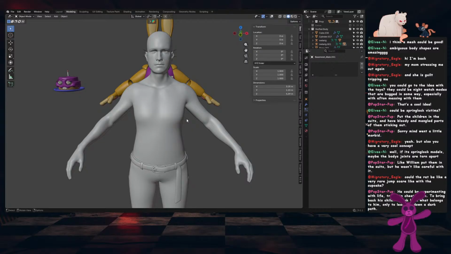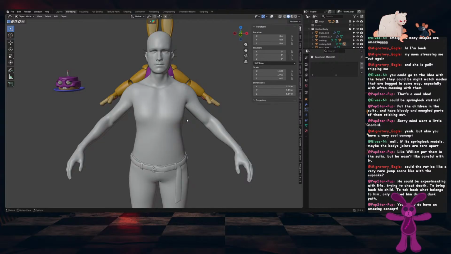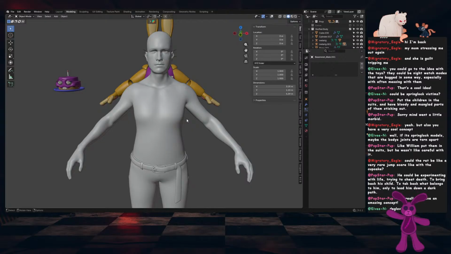Could the rat be a very rare jump scare? The rat? Which rat? He could be experimenting with life, trying to cheat death to bring back his child, to take back what belongs to him, only to lead him down a dark path. Yeah, but I feel like if he would be doing that, it would be at least a week after.